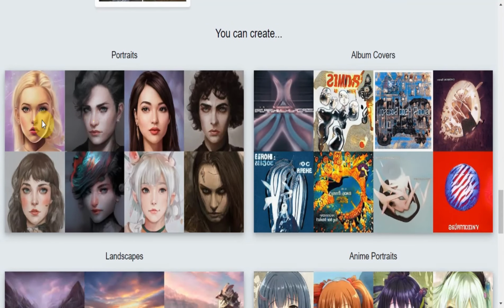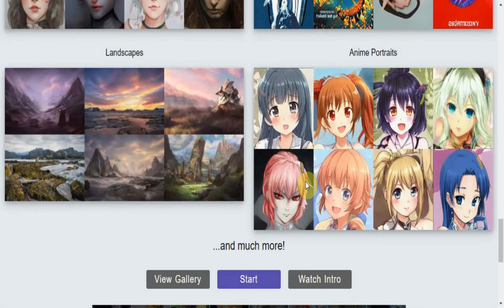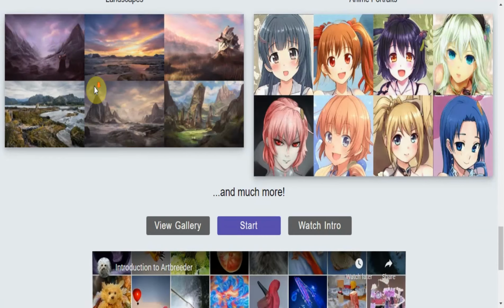Isn't this stunning? Look at that. Stunning pictures, stunning portraits. Okay? Look at all these. Look at that. And if you look at these landscapes, they are absolutely breathtaking.